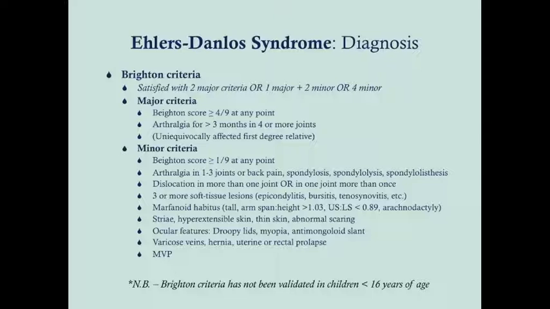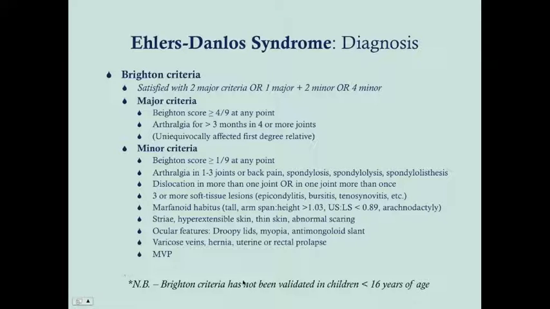Dislocation in more than 1 joint or in 1 joint more than once, and particularly we're talking about the hips, knees, and shoulders. 3 or more soft tissue lesions, a marfanoid habitus, which is a tall patient with a long arm span, an upper segment to lower segment ratio of less than 0.89, and then arachnodactyly. Striae, hyperextensible skin, thin skin, abnormal scarring. Ocular features such as droopy lids, myopia, an anti-mongoloid slant, varicose veins, hernia, uterine or rectal prolapse, and mitral valve prolapse.